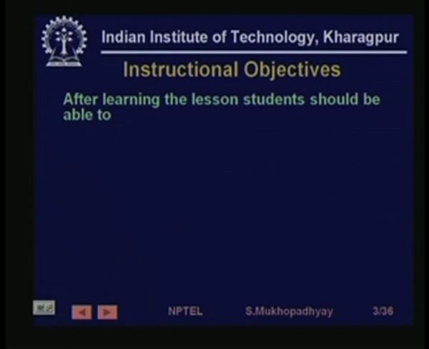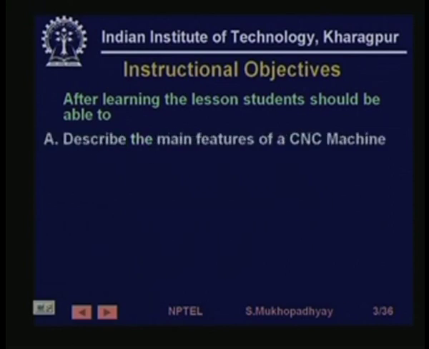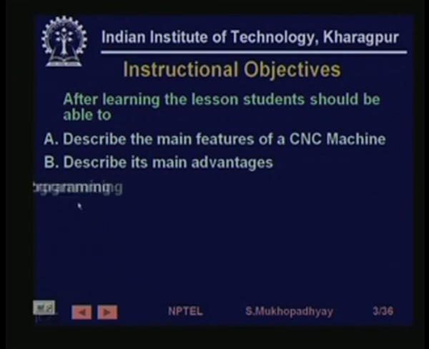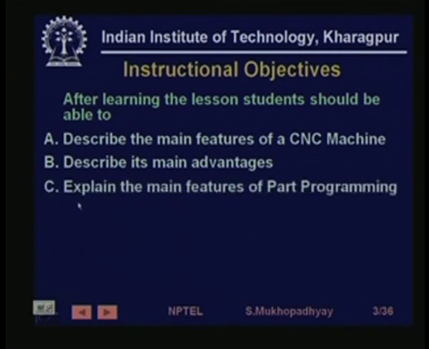After learning the lesson, the student should be able to describe the main features of a CNC machine, what makes it, describe its main advantages, why we should spend money to buy these machines, they are very expensive, explain the main features of part programming, because these machines are automated, they can be programmed. So, the programs are called part programs. So, we will see some basic features of part programming, and finally the drives.